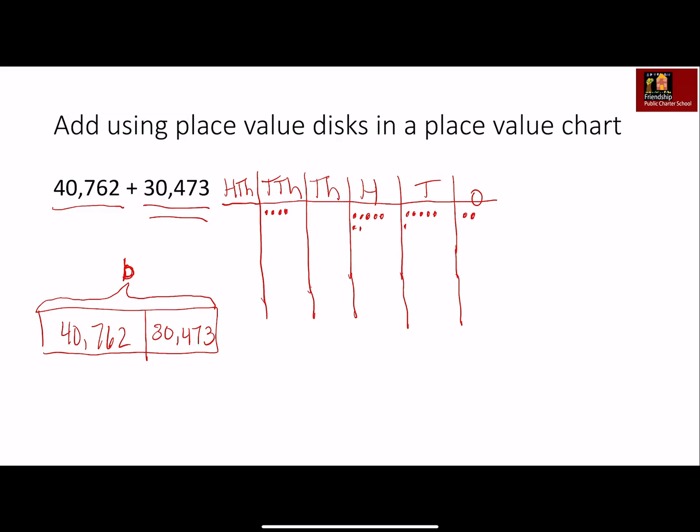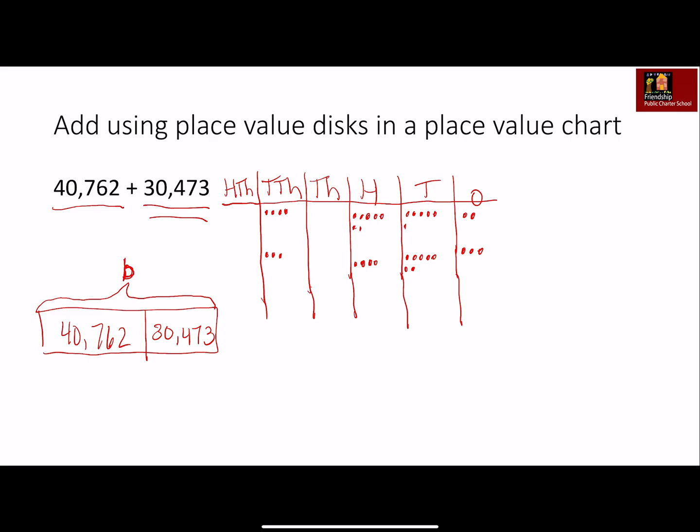And hopefully you said we need to show our second addend, or second part, in the place value chart. So we need to put 3 dots in the ones, 7 dots in our tens place, 4 dots in the hundreds, none in the thousands, and 3 in the 10,000s.